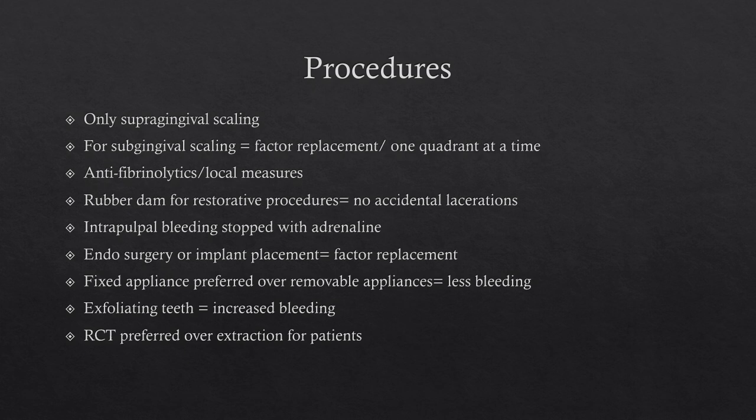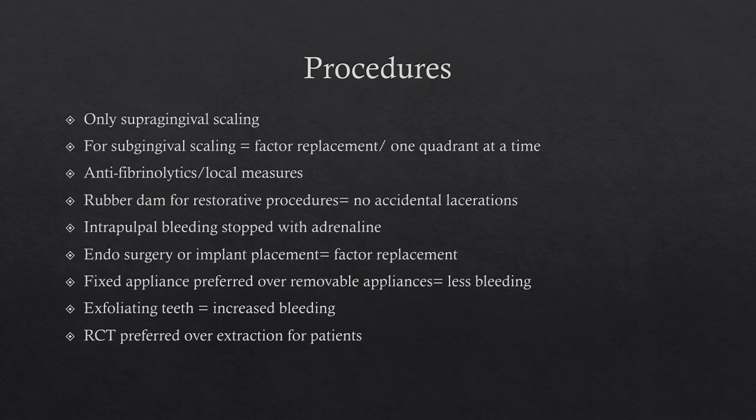Procedures that can be done are supragingival scaling, if you know that the patient has a bleeding or clotting disorder. For subgingival scaling, it can be done with factor replacement: you replace the factor one quadrant at a time. You split the procedures and do it. Antifibrinolytics and local measures can be taken. Use a rubber dam for restorative procedures so that you don't accidentally injure the patient's oral mucosa with a micromotor or a probe. Intrapulpal bleeding has to be stopped with adrenaline.